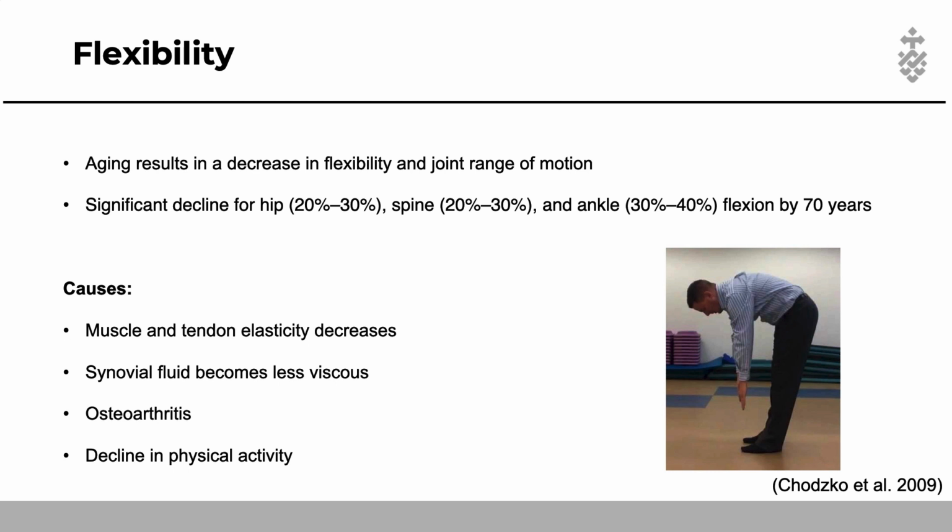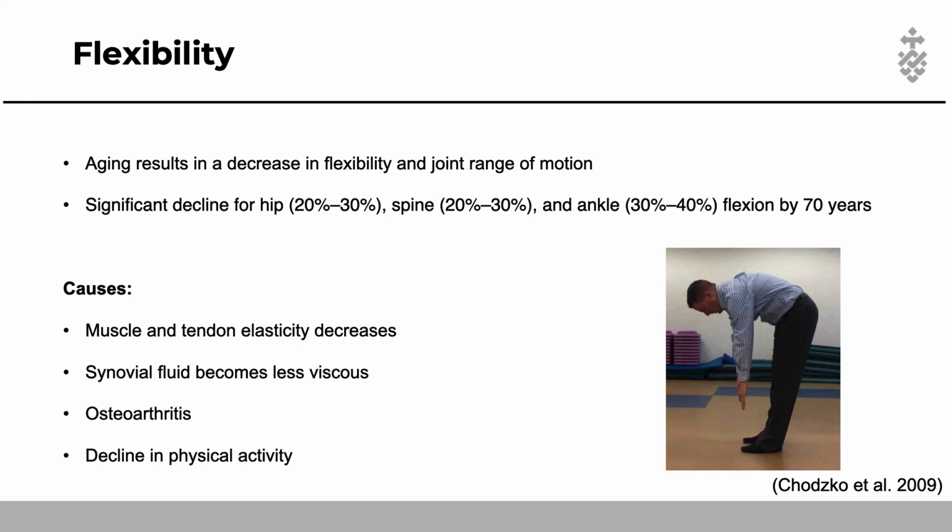Previous research has shown significant declines in hip, spine, and ankle flexion range. And poor flexibility or range of motion may really increase the risk of injury, could increase the risk of falls and of back pain as we get older.